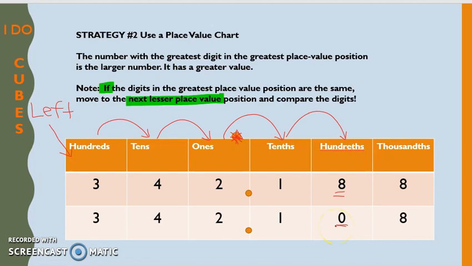I can conclude that 342.188 is greater than, okay, or I can do the greater than symbol, 342.108.